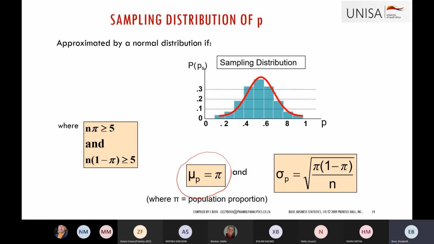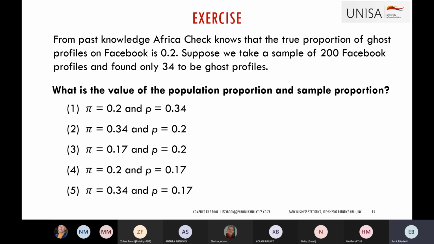Let's take it for a ride. Let's look at this question. From past knowledge, Africa Check knows that the true proportion of ghost profiles on Facebook is 0.2. Suppose we take a sample of 200 Facebook profiles and we found only 34 to be ghost profiles. What is the value of the population proportion and the sample proportion?